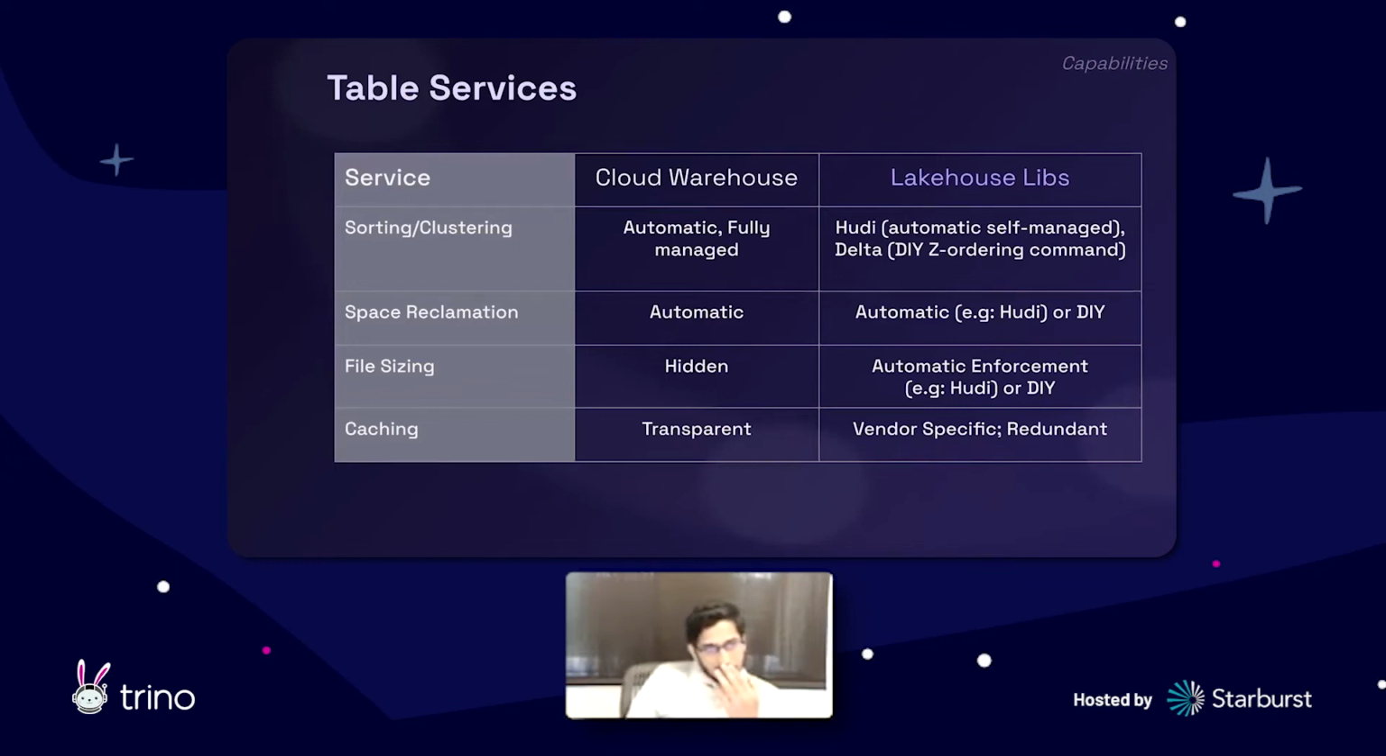If you look at cloud warehouses, there'll be fully managed services around sorting and clustering. You don't ever see the files, right? They size it automatically internally for you. Caching is transparent, space reclamation, all of these things are fully managed. You don't have to worry about the table, right?